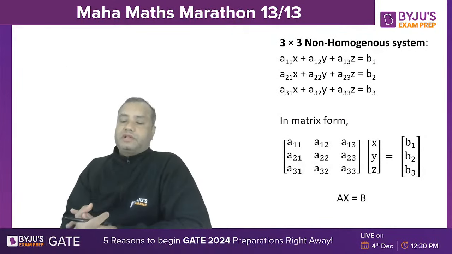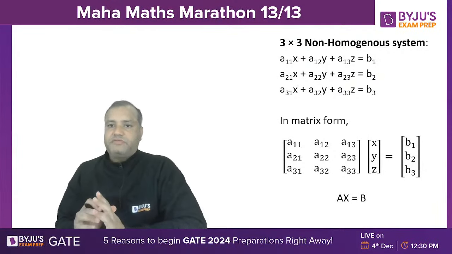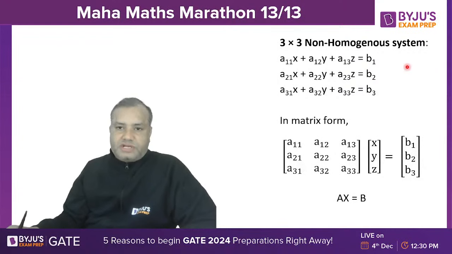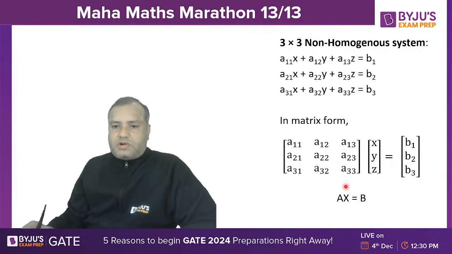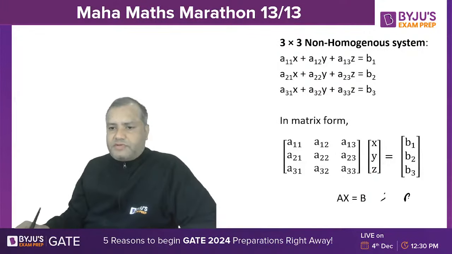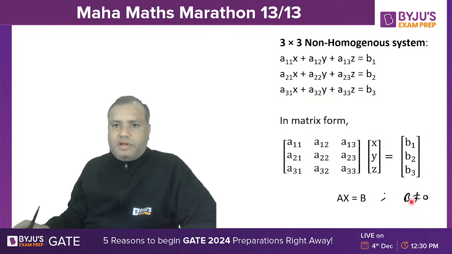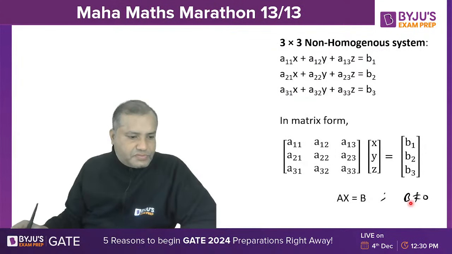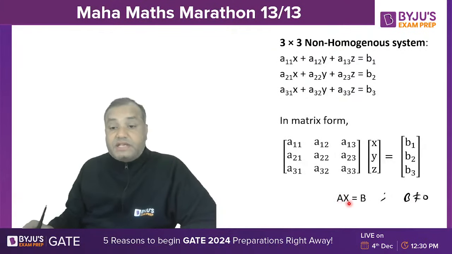Coming on to 3, till now we were observing 2 cross 2 non-homogeneous systems. Now we'll observe a 3 cross 3 non-homogeneous system. Obviously, the right hand side b is not equal to 0, that's why this system is non-homogeneous. And, my dear students, Ax equal to B is the abbreviation for a non-homogeneous system.